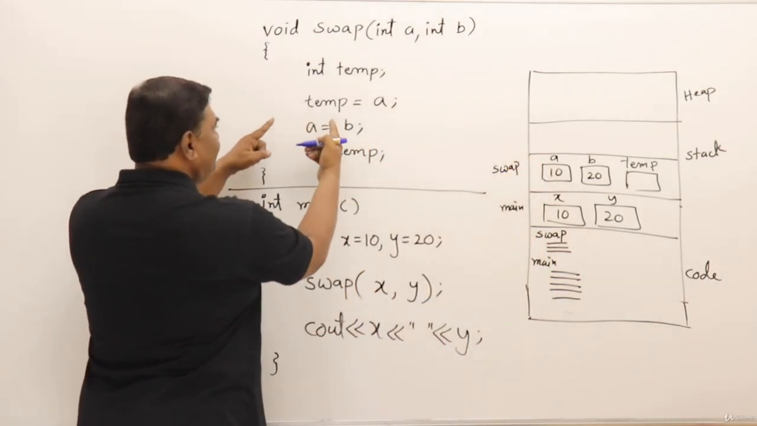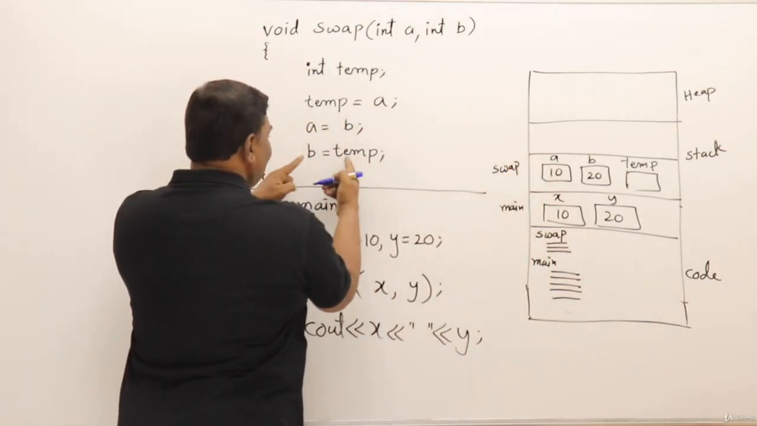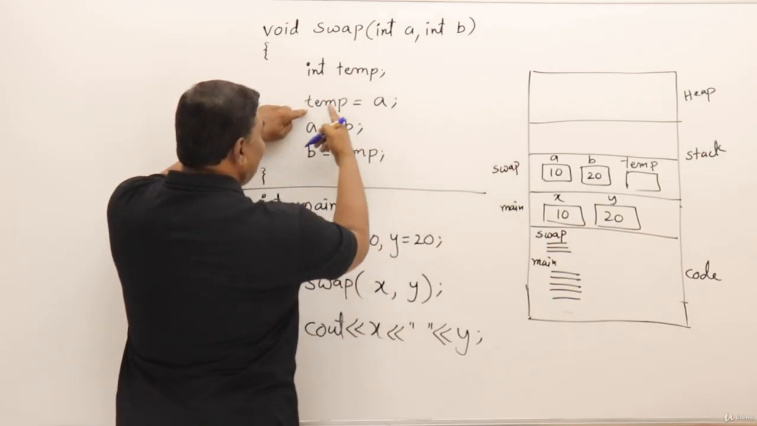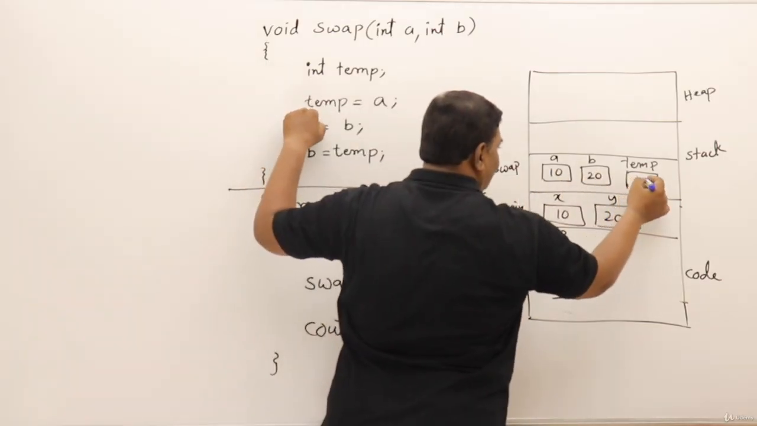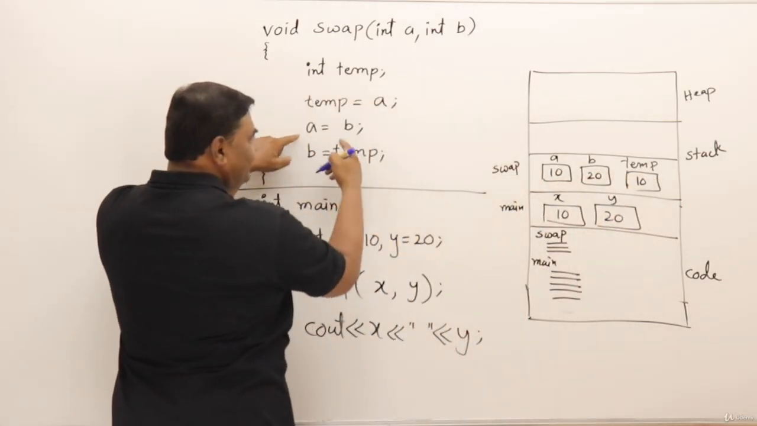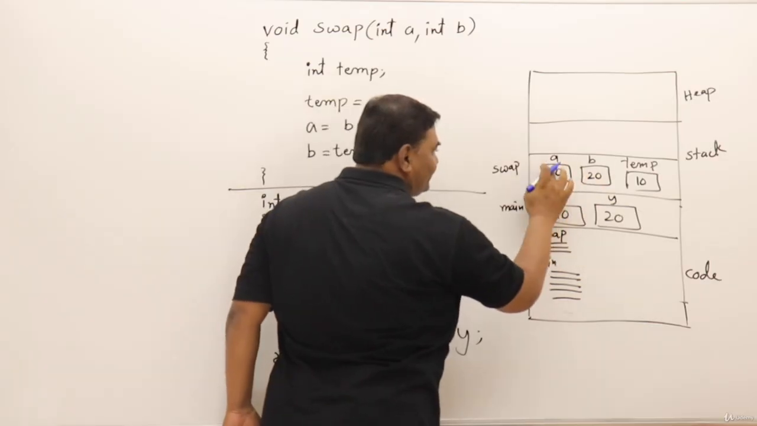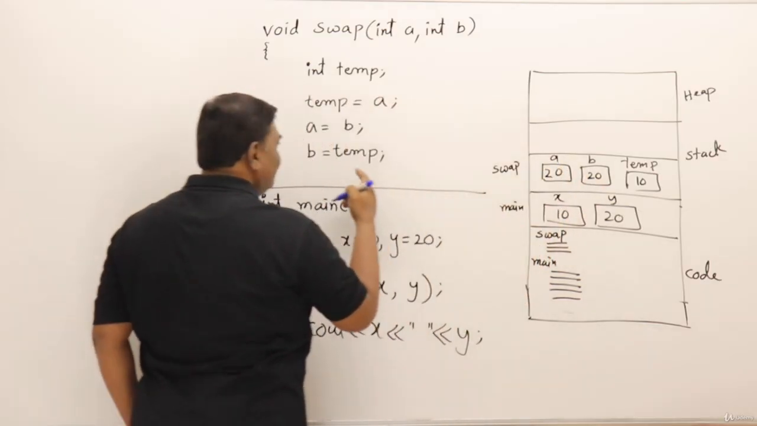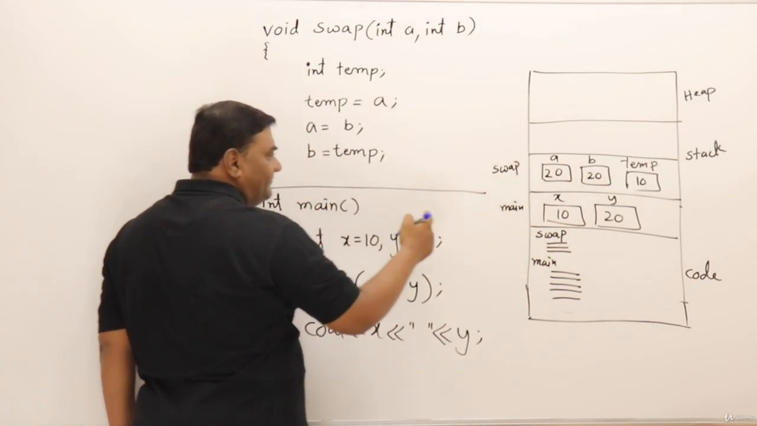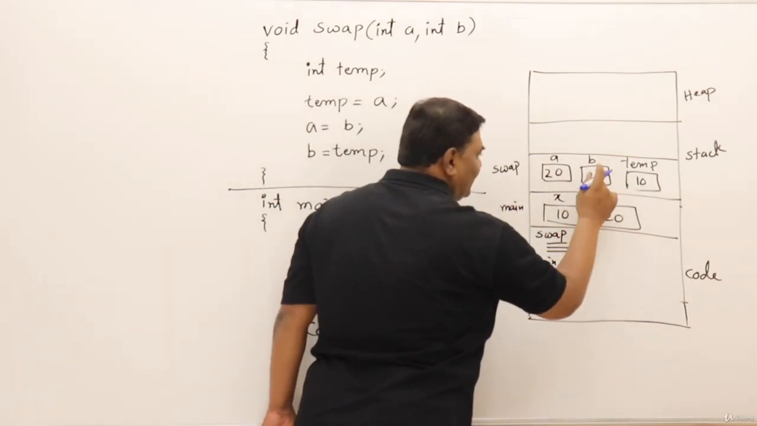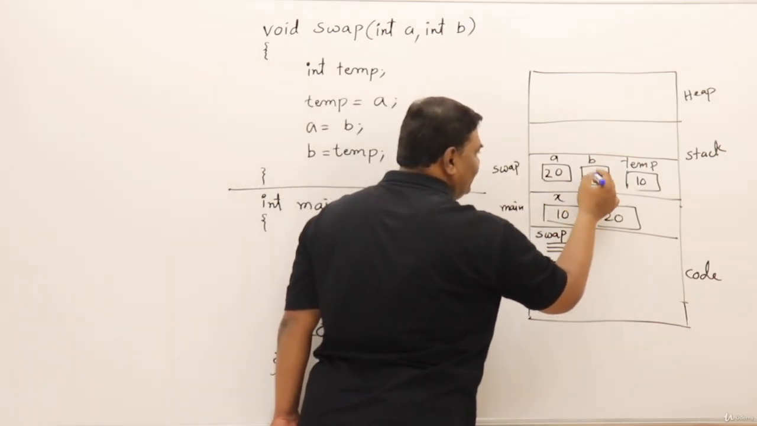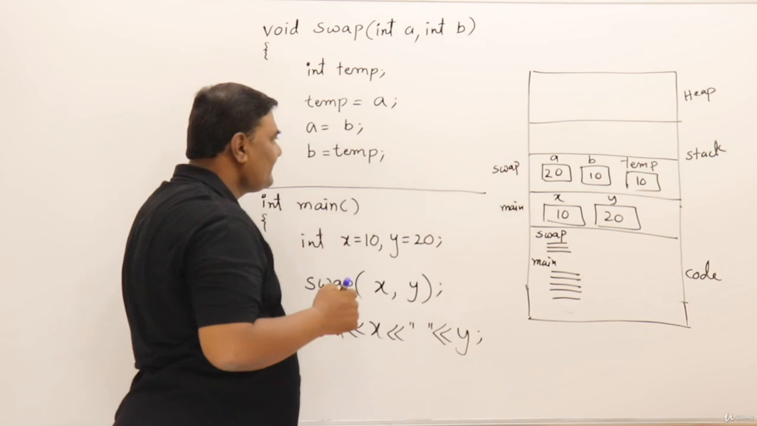Now let us see what is happening here. The values of a and b are interchanged. Temp is assigned a's value, so 10 is copied into temp. Then a is assigned b's value, so b's value is stored in a, and this becomes 20. Then b is assigned temp, so b will contain the value of temp, and 10 is stored here. So yes, they are swapped.